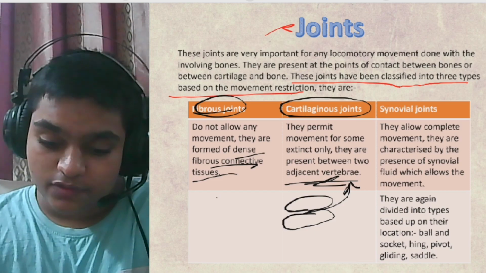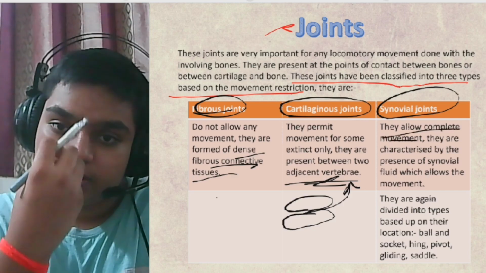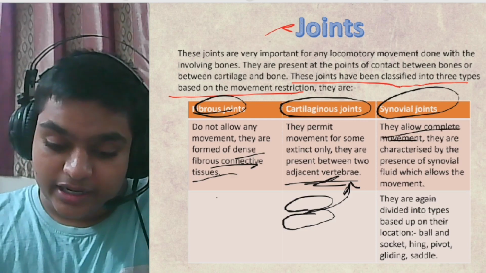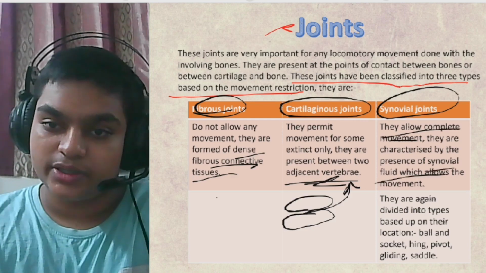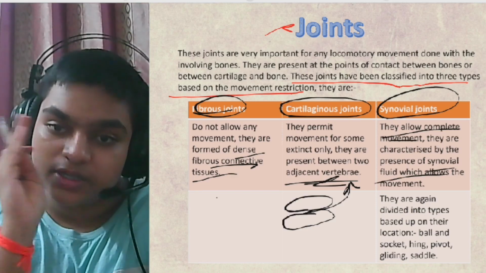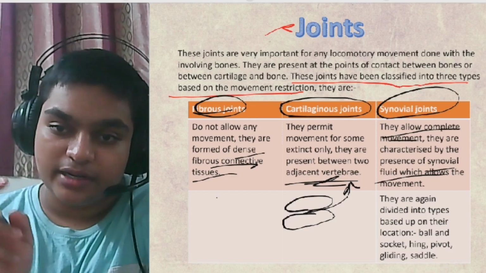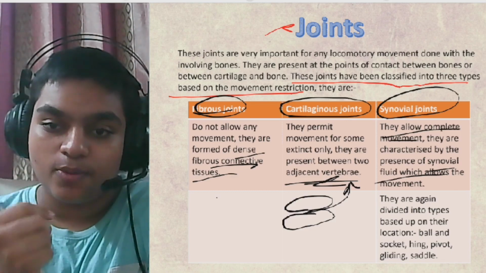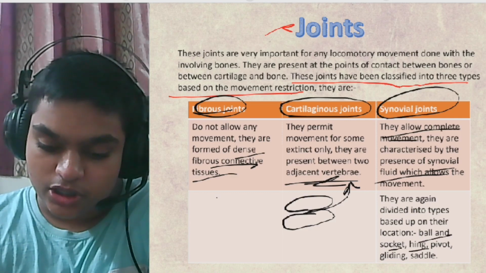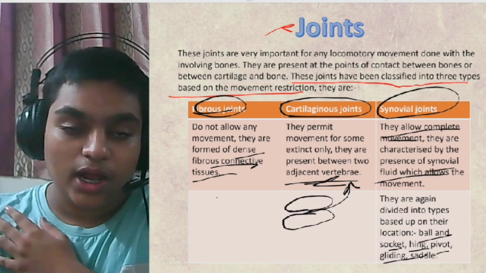Now, synovial joints allow complete movement. And they are characterized by the presence of synovial fluid, which helps in movement. Got it? They are again divided into types: ball and socket joint, hinge joint, pivot joint, gliding joint, saddle joint.